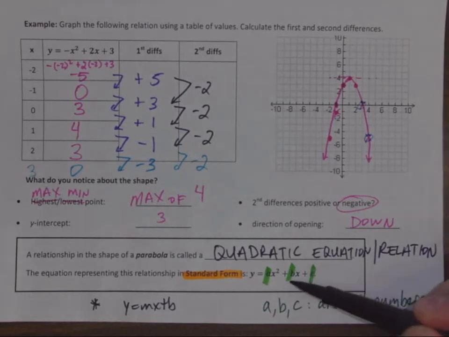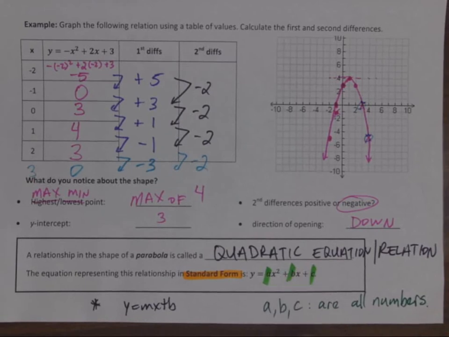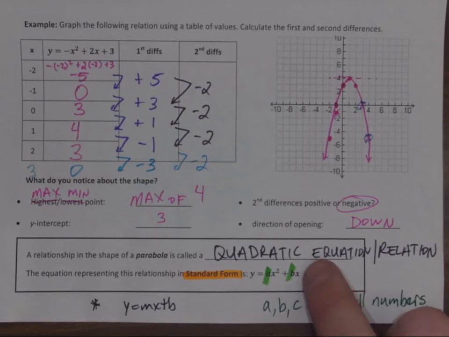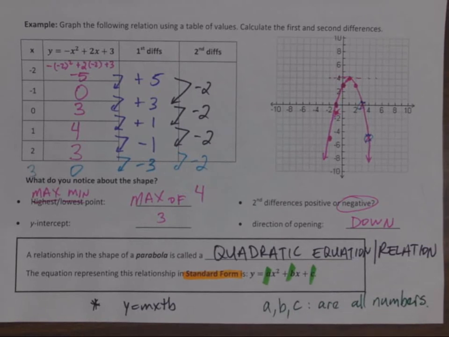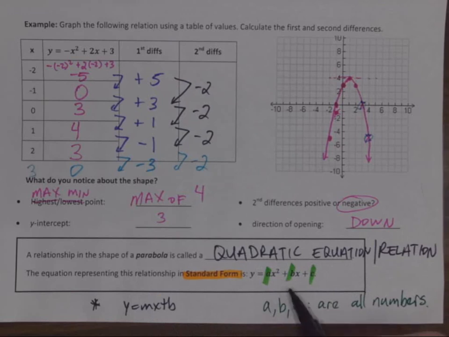If there is no b, 0x, we still have a parabola. That just starts to tell us something about it that we learn later on. If c is 0, it starts to tell us something later on. It's still a parabola. If a is 0, there's no x squared term, and we basically have a line. We need that x squared term for it to be a quadratic or a relation.